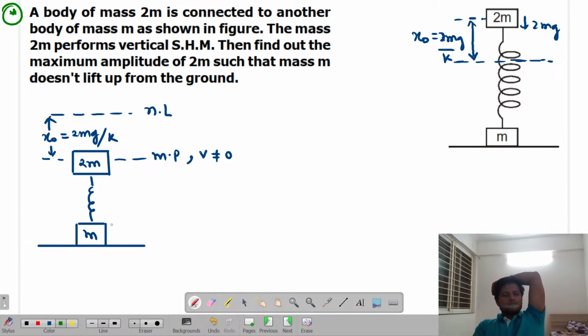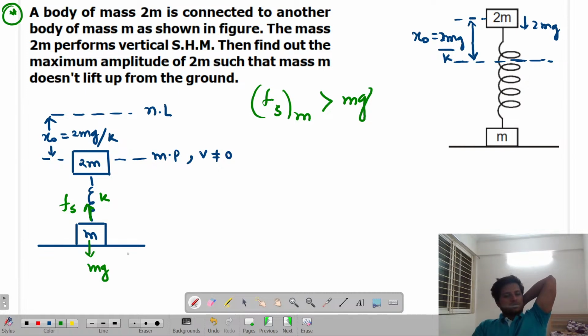Okay, tell me one thing. From this point, if this mass wants to lift up, think carefully. If this is mg, the downward force for this mass is how much? mg. Okay, spring constant is k. So if the particular body wants to lift up, then the spring force for the mass m must be greater than mg. Then only the particular mass m will be lifted or not.